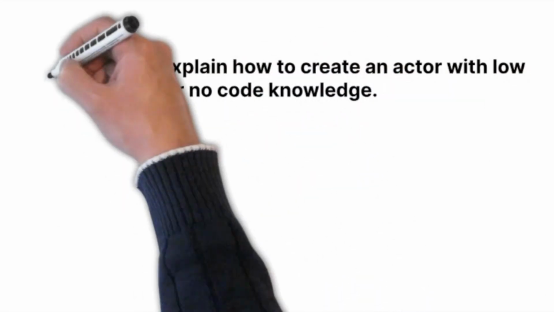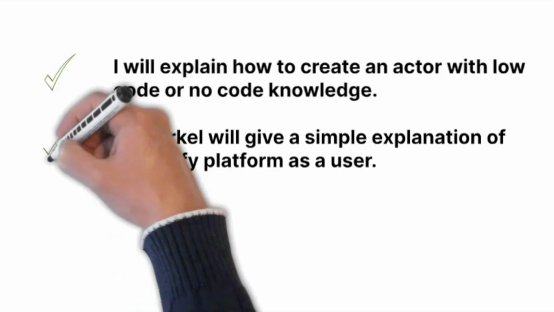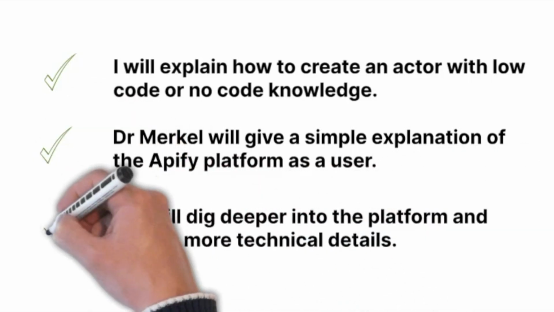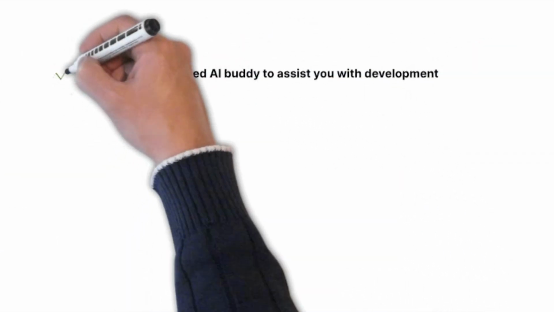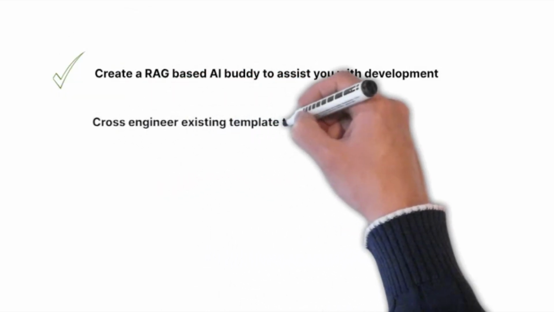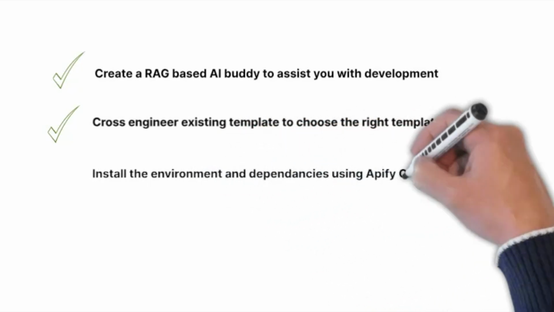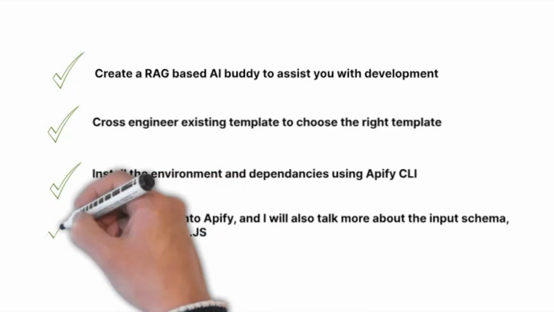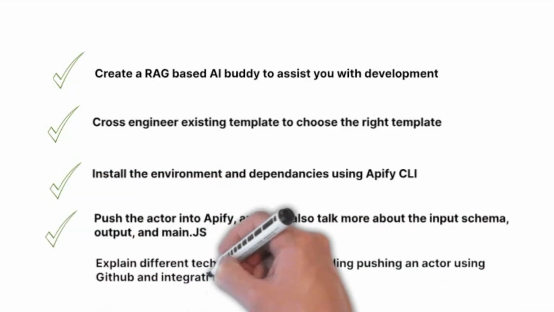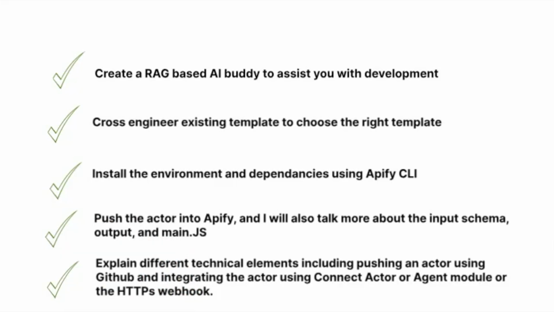This video is divided into three parts. First, I will explain how to create an actor with low-code or no-code knowledge. Then Dr. Merkel will give a simple explanation of Apify as a user. Finally, Eva will dig deeper into the platform and explain more technical details. For my part, I will create a RAG-based AI buddy to assist you with development. Then I will show you how to reverse-engineer an existing actor template to choose the right template. We will then install the environment and dependencies using Apify CLI, push the actor into Apify, and I will also talk more about the input schema, output, and main.js. Finally, I will explain more about different technical elements, including pushing an actor using GitHub and integrating the actor using Connect Actor or Agent Module or the HTTP webhook.